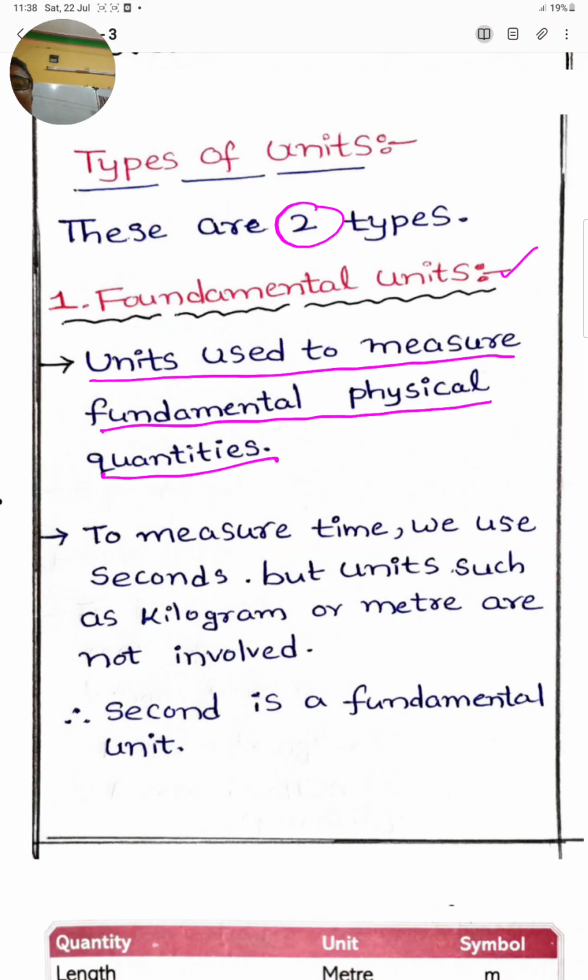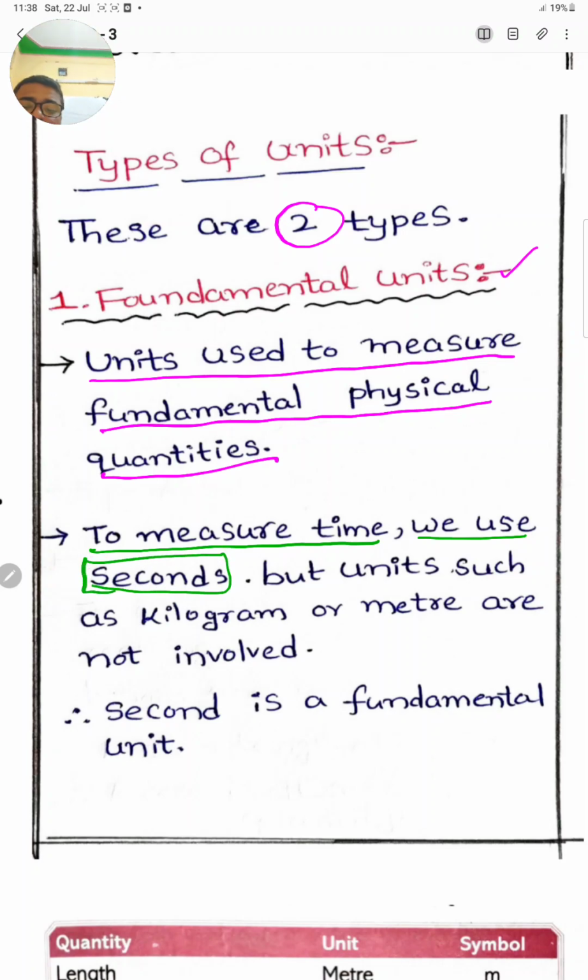For example, if you observe one example here, to measure time we use seconds. When we want to calculate the time, we need only seconds. Otherwise minutes, hours, like that only. But no need of any other units like kilograms, meters. We don't want any other units. That type of units is fundamental units.